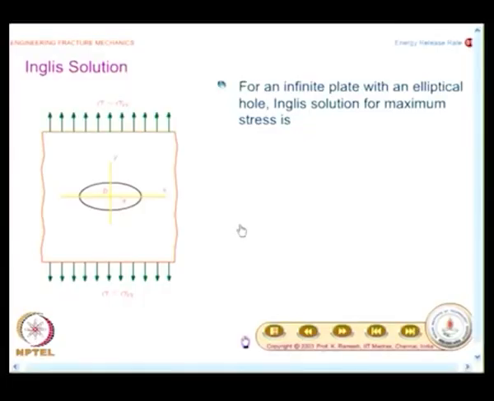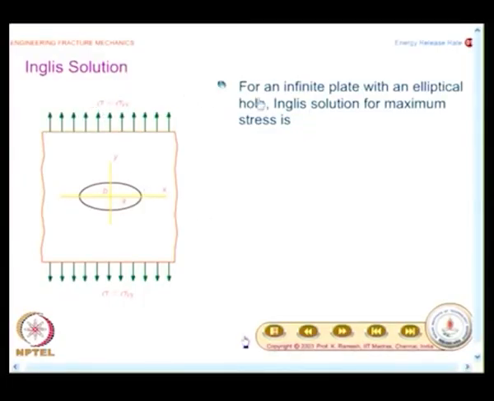We will now move on to the chapter on energy release rate. In fact, many concepts in fracture mechanics can be comfortably understood by looking at the energy. Although we have seen in the earlier classes the solution by Inglis, for the sake of continuity we will start with that. And what have we learned in the Inglis solution?